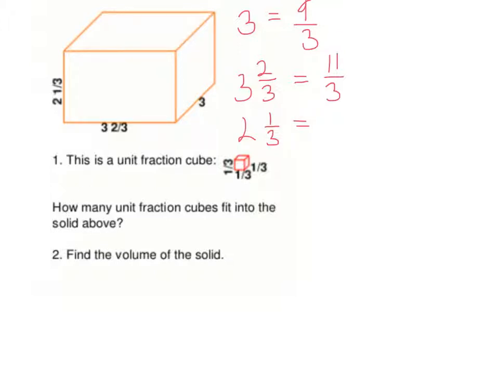And if we do that conversion into improper fractions, remember all we do is we do 2 multiplied by 3, giving us 6/3, and we add on the 1, which gives us 7/3. Okay, so we can see then for 2 1/3, that's actually 7/3. 3 2/3 is 11/3, and 3 is 9/3.